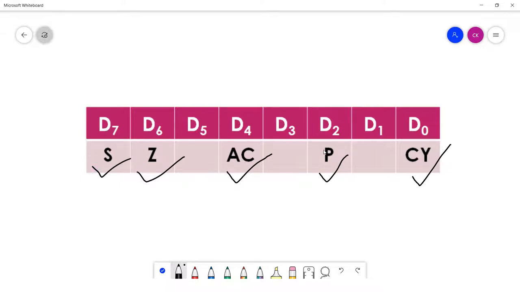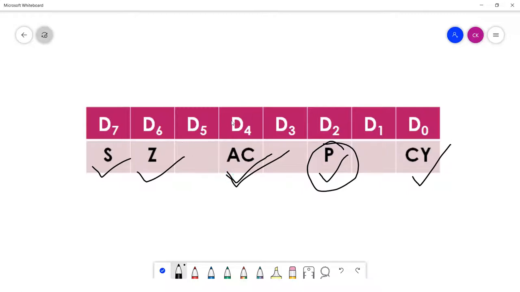Whenever 8085 performs any operation such as addition, and if a carry is generated from the bit D7 position, then the carry flag will be set. If there is no carry, then the carry flag will be reset. Set means the carry flag value will be 1 and reset means the carry flag value will be 0. If 8085 performs any operation and the result of that operation contains an even number of 1 bits, then the parity flag will be set, otherwise it is reset.